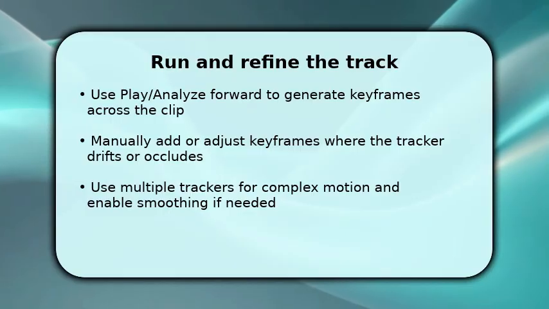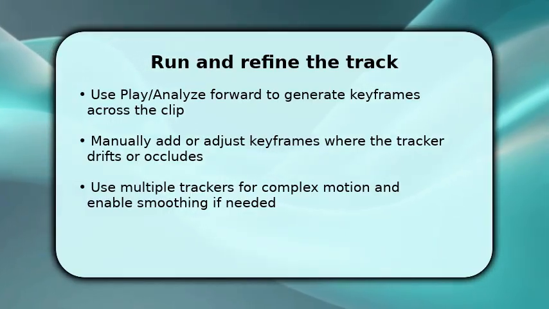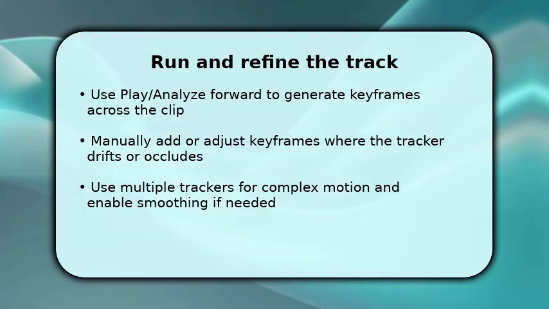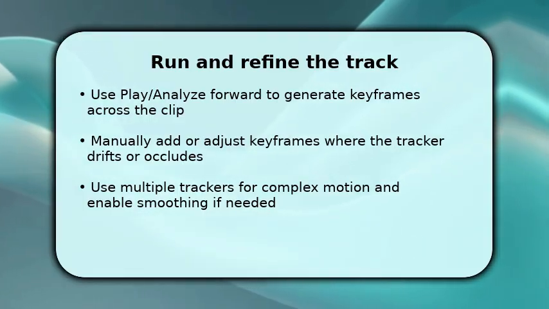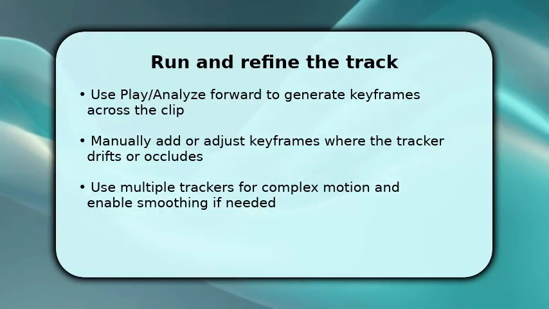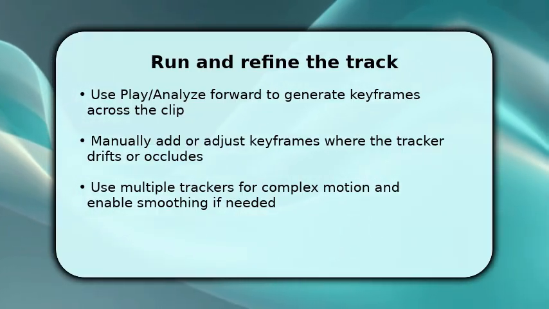Press Analyze Forward and watch the tracker create keyframes along motion paths. If the tracker drifts, pause and manually add or correct keyframes at problem frames. This fixes errors before they compound.